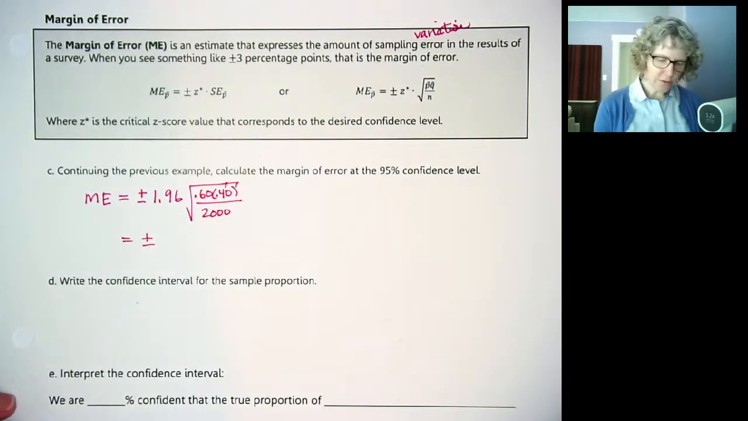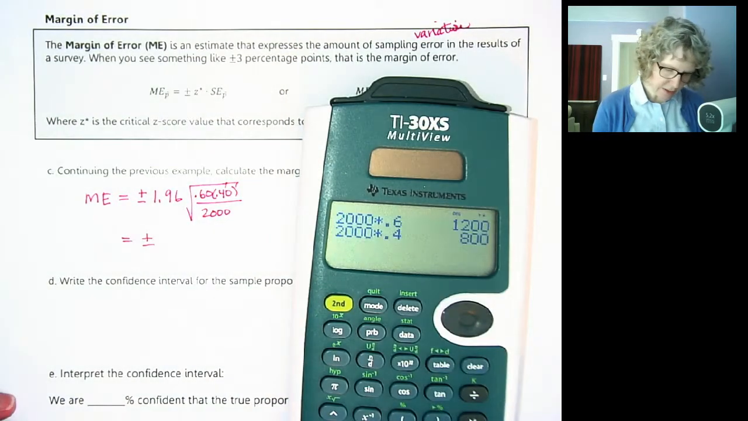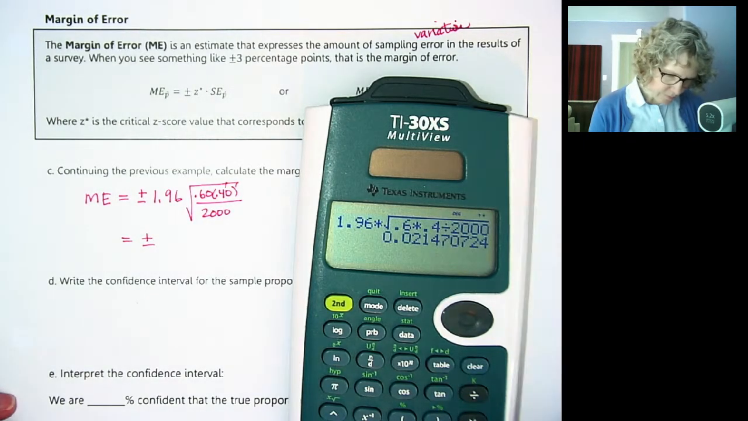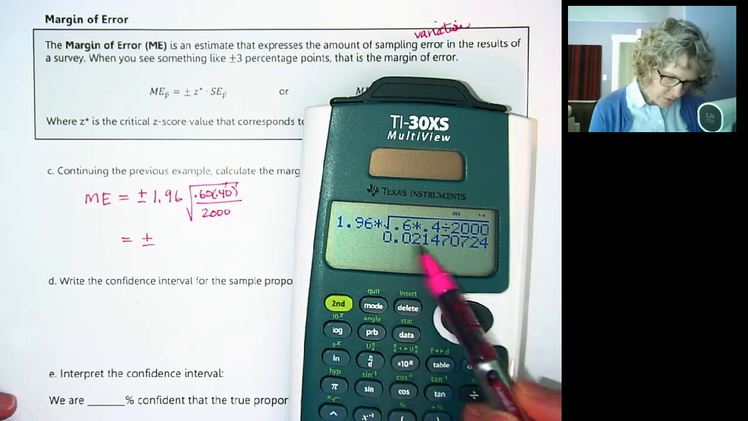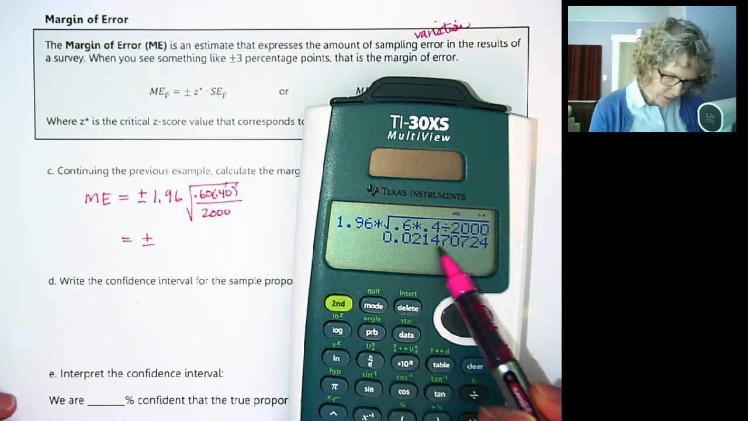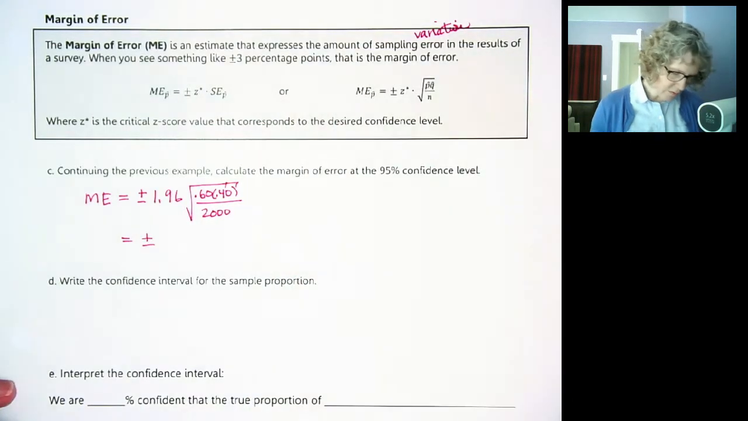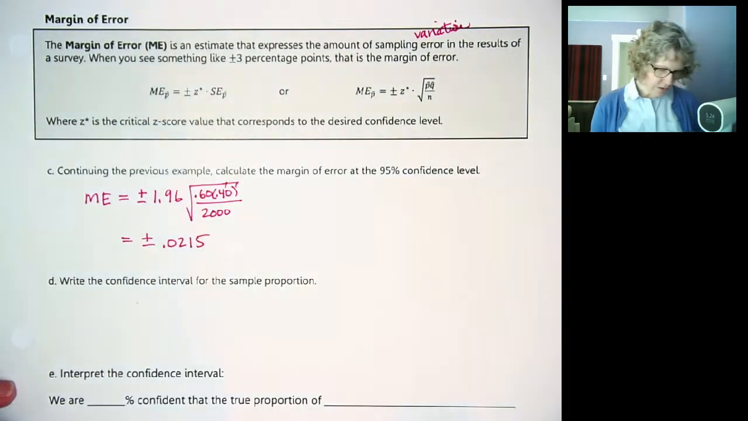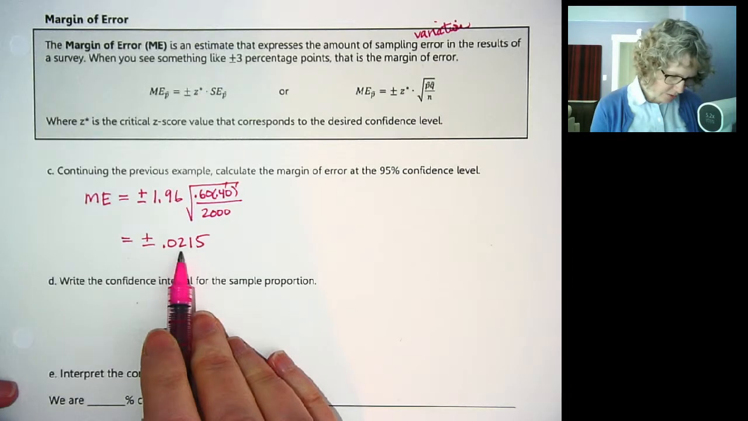So this will be plus or minus, let's put this in the calculator, 1.96 times the square root of 0.6 times 0.4 divided by 2,000. 0.0215 if I round that. Okay, so plus or minus about 2%.